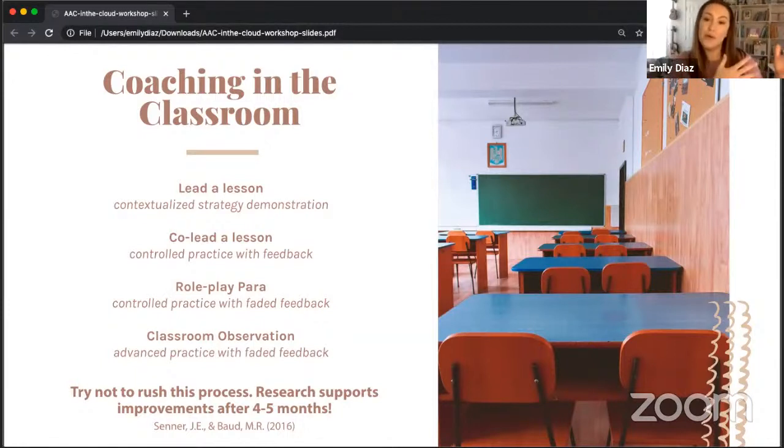So what I do after that preliminary training is make sure that I am leading lessons so that I can provide that same strategy demonstration that I gave in the preliminary training, but in a more contextualized environment. After that phase, I move into co-leading a lesson. And in the research, they call this controlled practice with feedback.